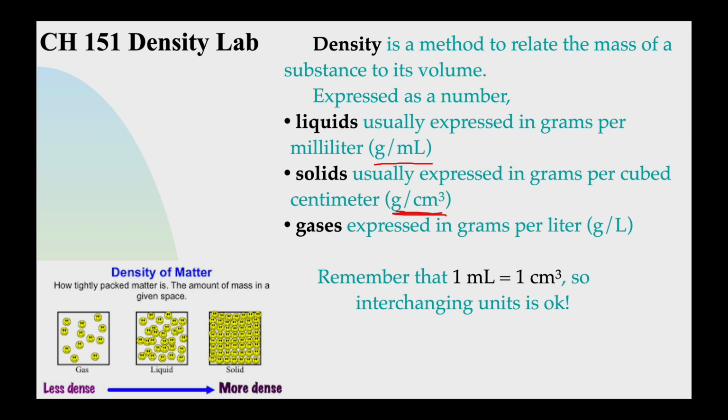So if you decided to call your liquid density grams per centimeter cubed, it's okay. And if you decided to call your solid density grams per milliliter, it's okay too. So do realize there's a little bit of interchange, but usually people use centimeters cubed for solids and milliliters for liquids. So you'll be hip, I guess, if you do that. Whatever, do whatever you want.